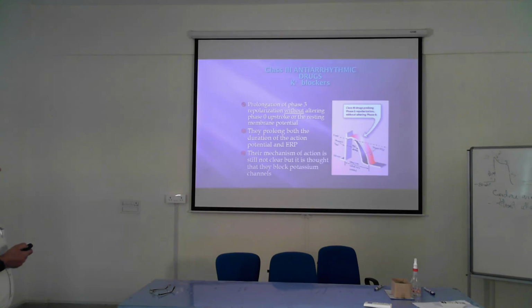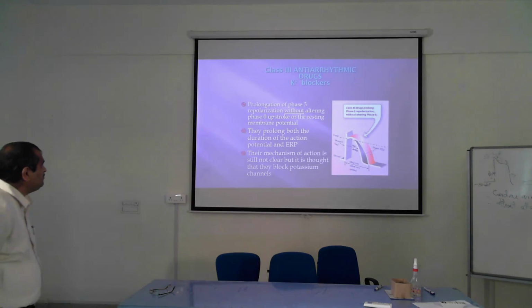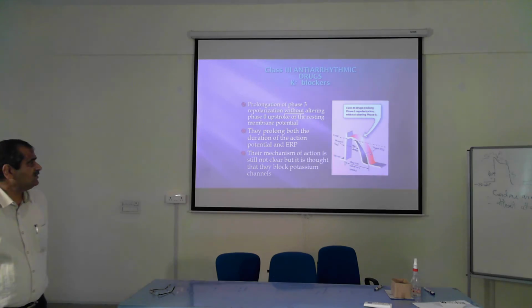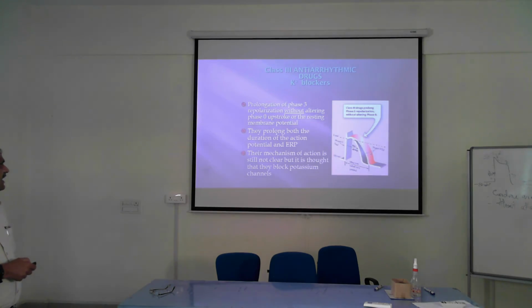So antiarrhythmic drugs are the potassium blockers. It prolongs the phase 3 without affecting the phase 0. That's the characteristic feature. And they prolong both the duration of the action potential and ERP.